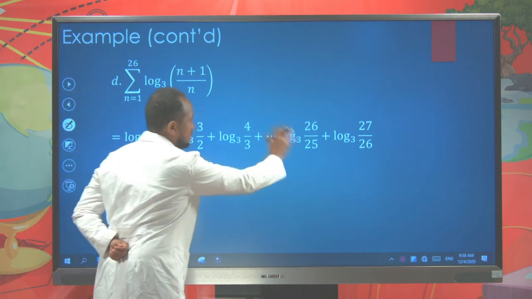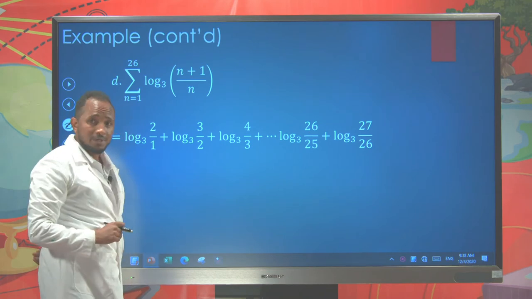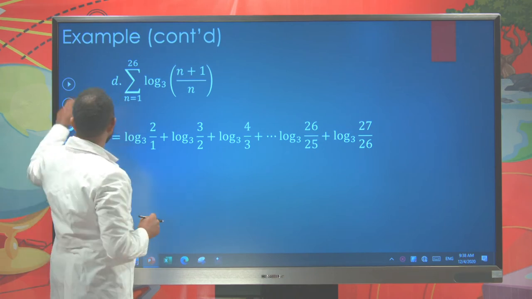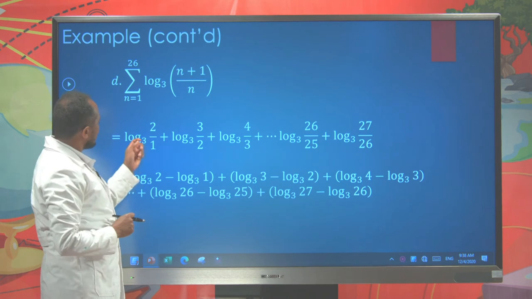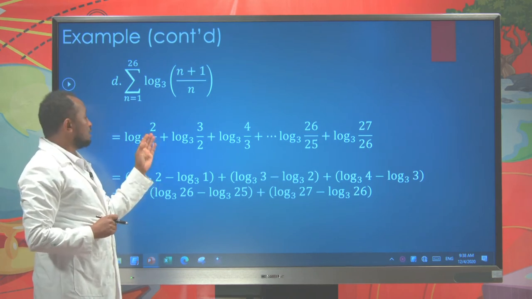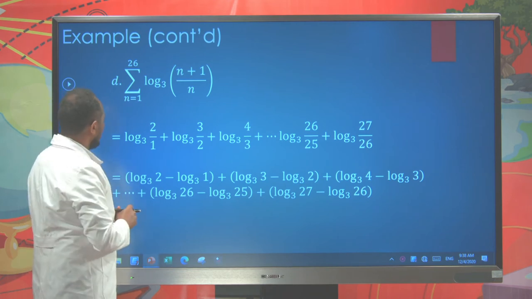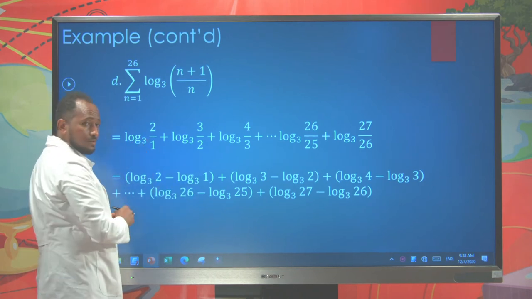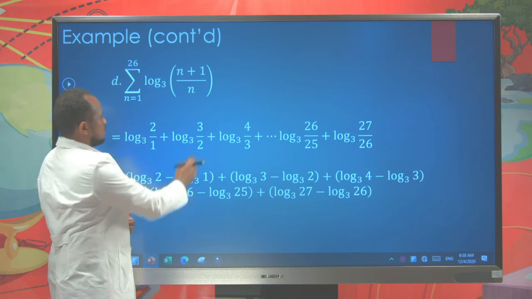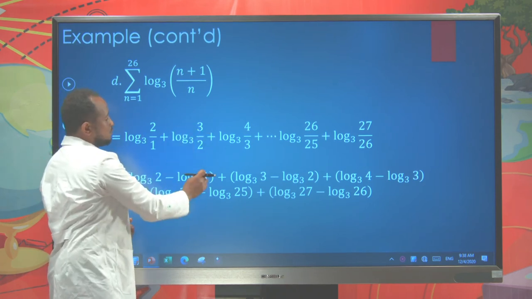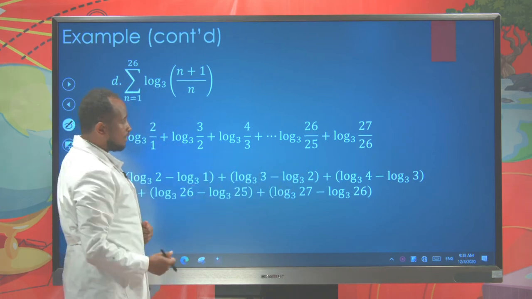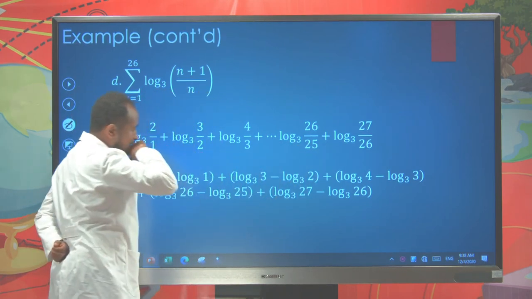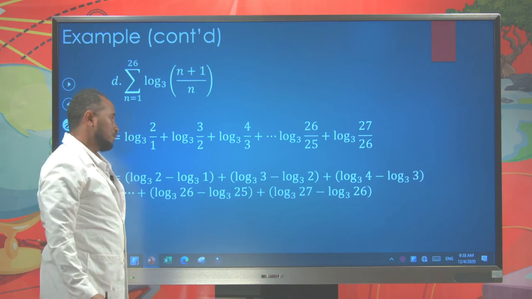So we need to add these numbers. To add these numbers, you have to remember the properties of logarithm. Using that, you can evaluate this. The logarithm of 2 over 1 to the base 3 means division can be converted into subtraction. So this is the logarithm of 2 to the base 3 minus the logarithm of 1 to the base 3, plus the logarithm of 3 minus the logarithm of 2 in base 3, plus it goes on like this up to the last term, the logarithm of 27 in base 3 minus the logarithm of 26 in base 3.